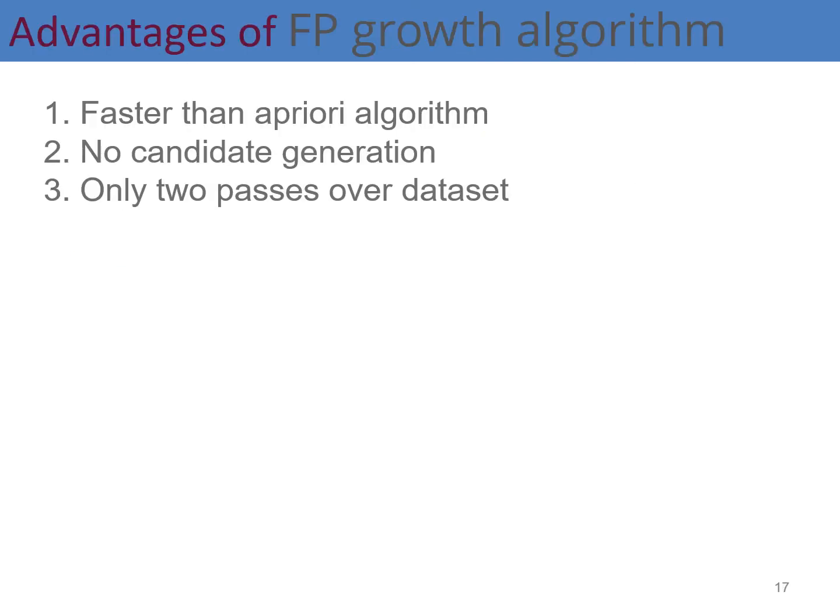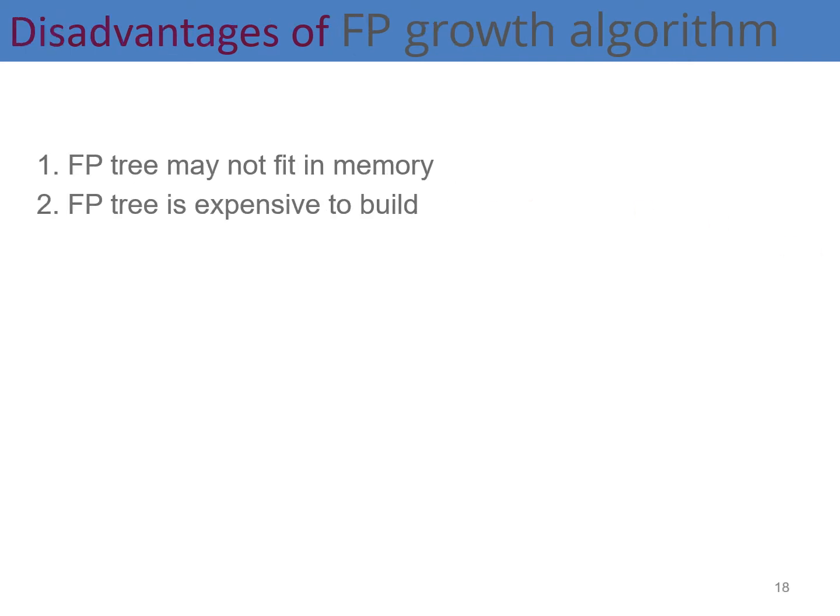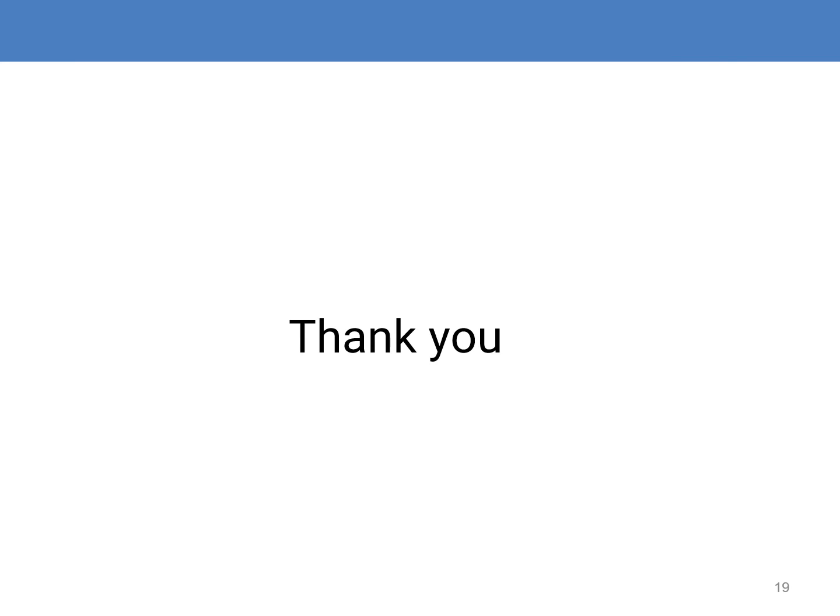So the advantages of the FP growth algorithm, these we have discussed in the first slide also. It is faster than Apriori, it has no candidate generation, so that's why it has to scan the data set only 2 times. The disadvantage can be that the FP tree has to fit in memory. So it may be large for a large data set and may not fit in memory sometimes, and it is sometimes expensive to build. Thank you.